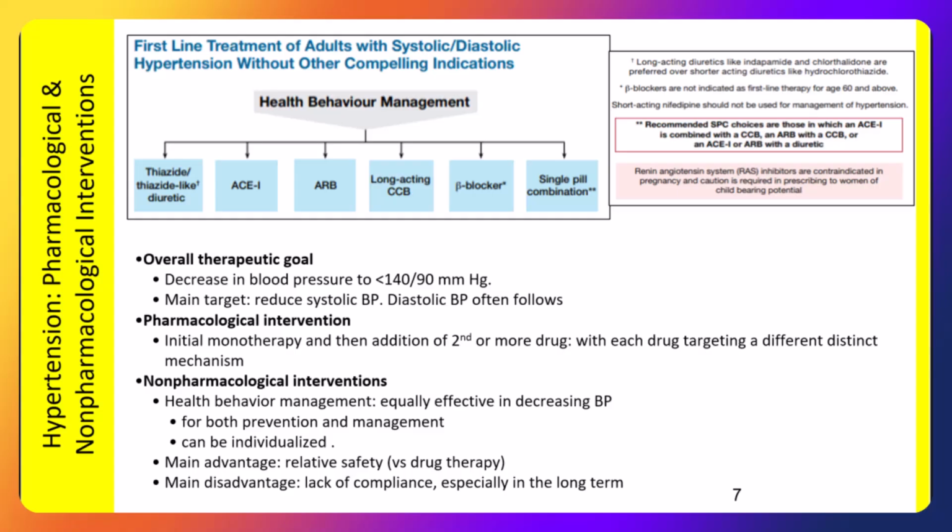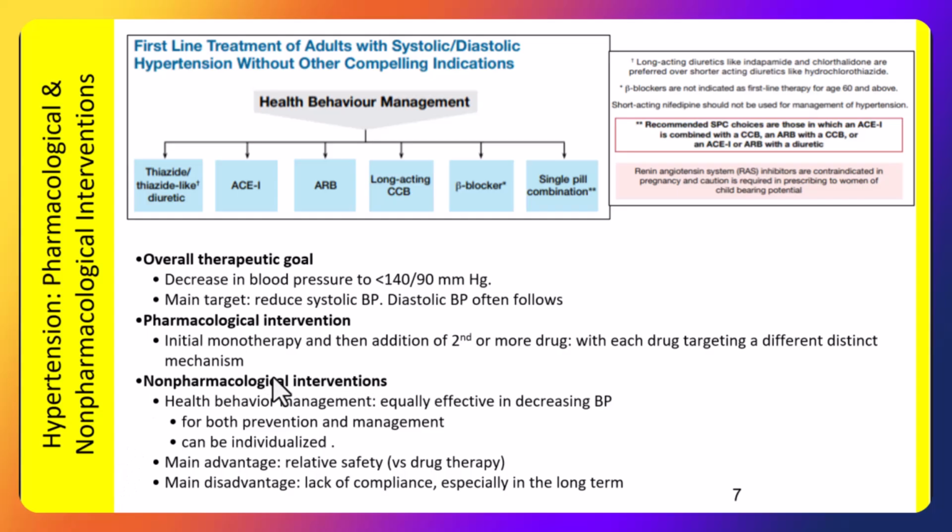Now that we know what hypertension is, let's talk about how we treat it. So the overall therapeutic goal should be obvious. It's going to be to lower blood pressure below that 140/90 millimeters mercury. The main target is usually going to be systolic pressure, and that's because oftentimes the diastolic pressure will improve once the systolic one is under control. Usually, you're going to begin with one drug, and that's considered monotherapy, mono being one. If blood pressure isn't controlled after one drug, then a second or even third drug can be given, each one really working through different mechanisms.